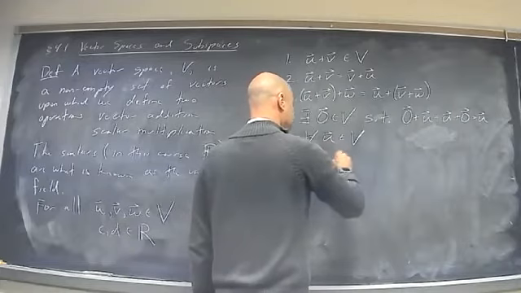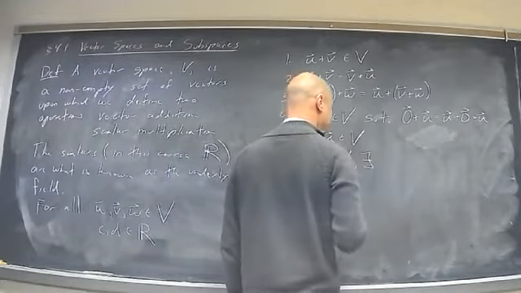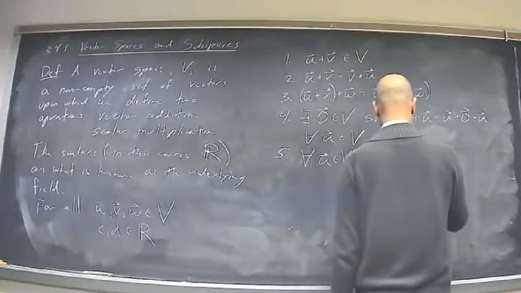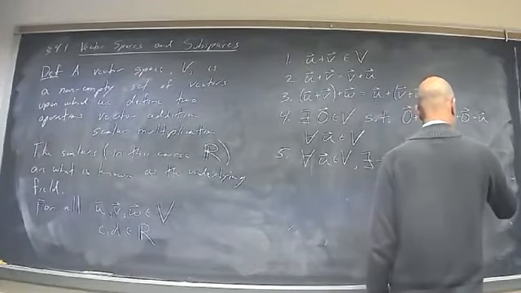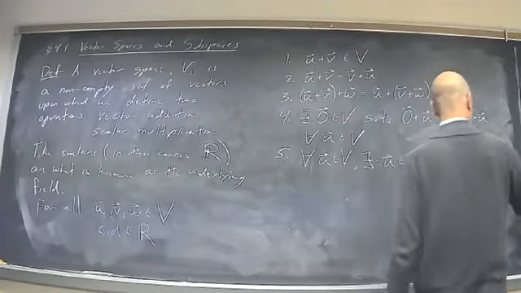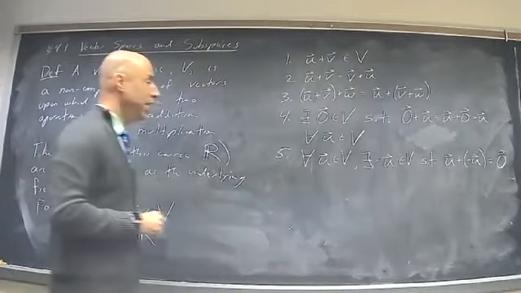For all u in our vector space, there exists a vector, which we'll call minus u, such that u plus minus u, which equals minus u plus u, equals the zero vector. So every vector has a negative.